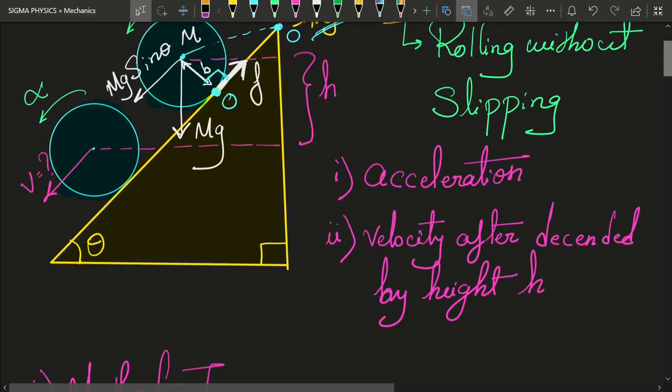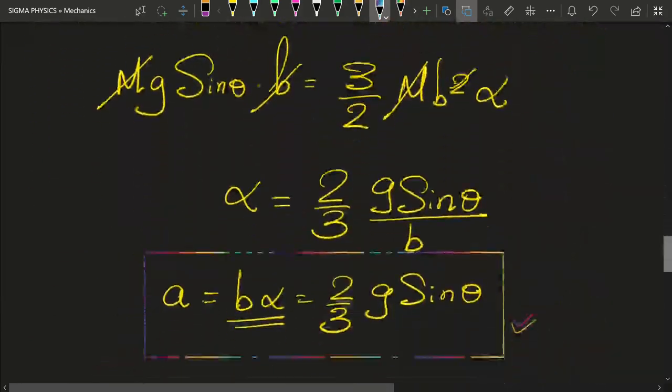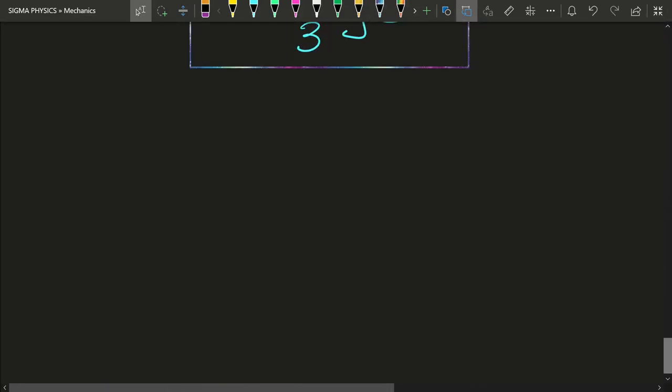Okay, so since we are done with the first problem, let us move to the second problem. What was it? We want the velocity of this body after it has descended through a height h. And as I've already told you, we are going to use the work energy theorem for rotational motion to solve this problem. So now we are going to discuss our second problem.